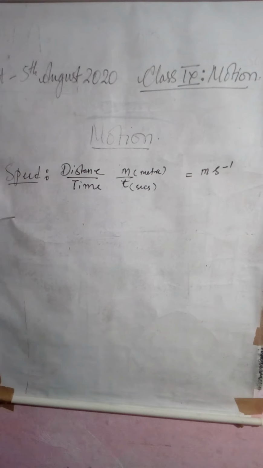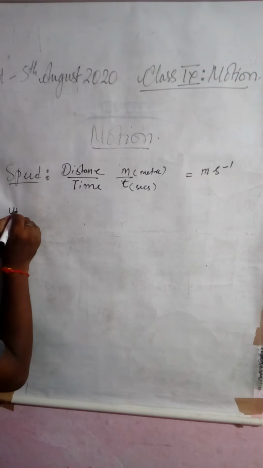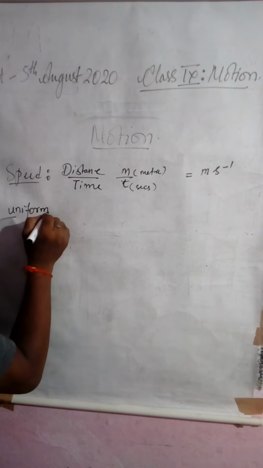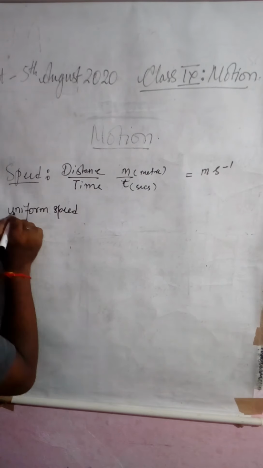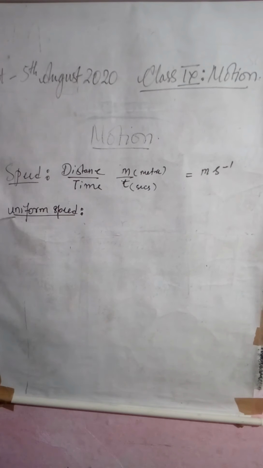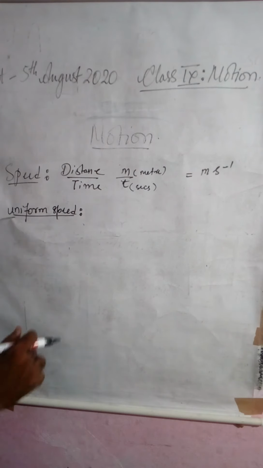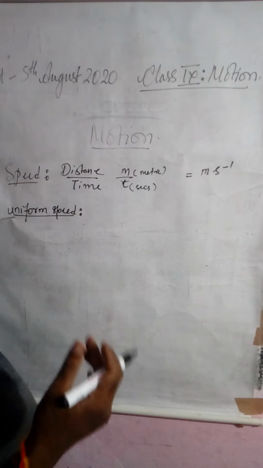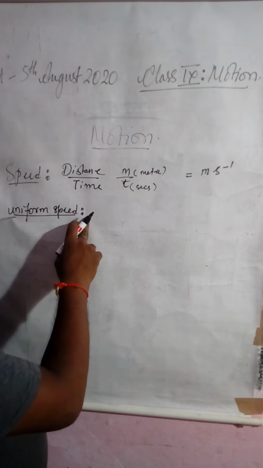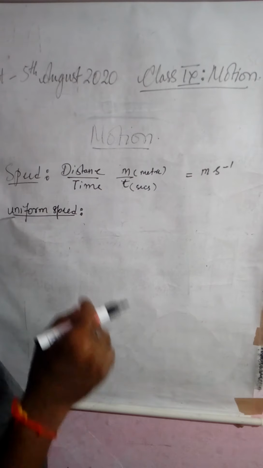After the speed, then we define uniform speed. When we say uniform, what does it mean? Uniform means equal or same type. Suppose an object is moving with a speed of 5 meters per second. That means in the first second it will move 5 meters, in the second second 10 meters, in the third second 15 meters, and it will go on moving covering 5 meters per second. That is, when an object has a uniform speed, then it covers equal distance in equal interval of time.